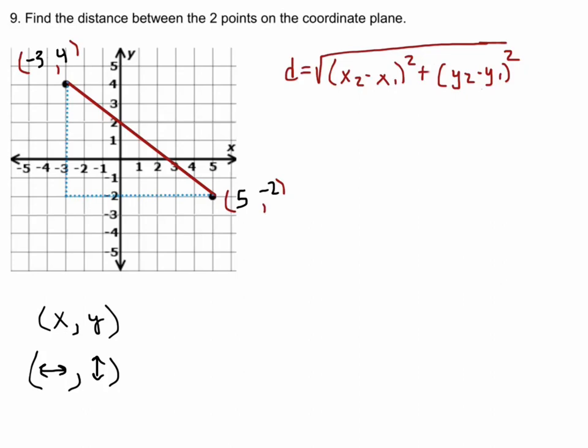Now, I'm going to go ahead and label this. So this will be x1, y1, x2, y2. So go ahead and plug that in. I'll pause it here.